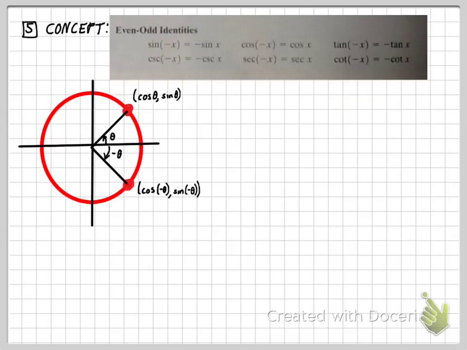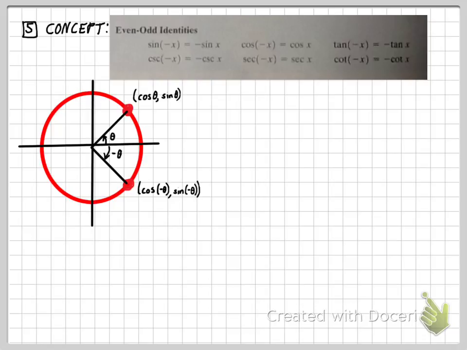Okay, and finally the odd-even identities. You hopefully recognize these. For this I like to go back to the unit circle one more time and think about the difference between a positive angle and a negative angle. In my picture here, once again I have 2 points on the unit circle. The upper point is going to be the cosine of positive theta and the sine of positive theta. And if I go down into the fourth quadrant, the coordinates would be the cosine of negative theta and the sine of negative theta.